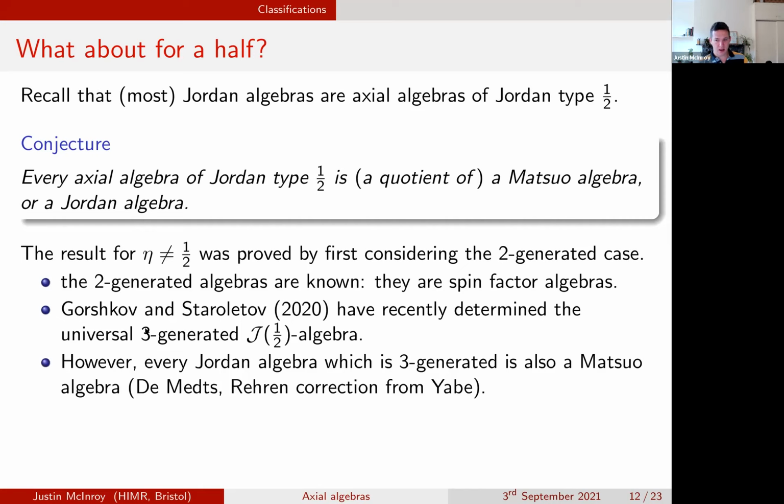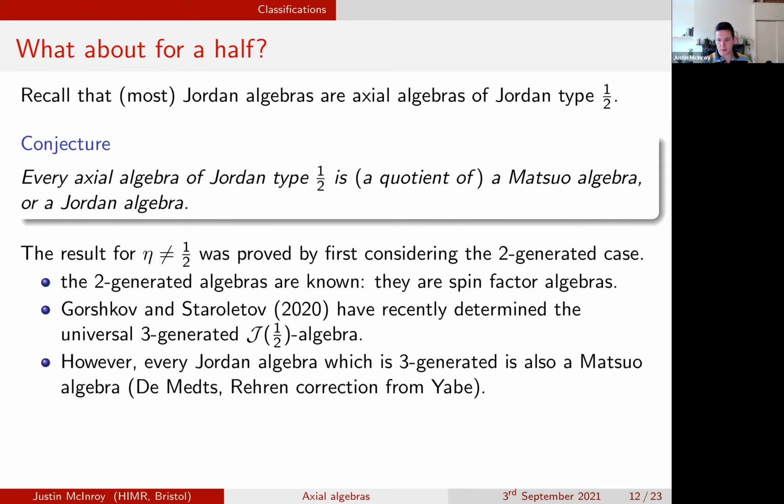However, at the 3-generated level, every Jordan algebra which is 3-generated turns out also to be a Matsuo algebra, i.e. the 2 classes at that level are indistinguishable. And this is a result by Tom De Medts and Felix Rehren, and there's a correction in a subsequent paper by Takahiro Yabe.